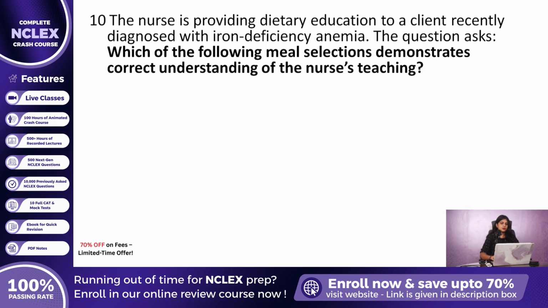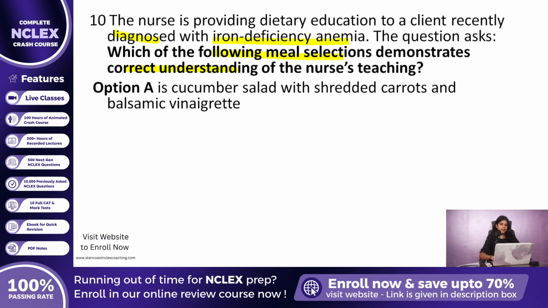Now let us move on to question 10, which highlights nutrition education for clients with anemia. The nurse is providing dietary education to a client recently diagnosed with iron deficiency anemia. The question asks, which of the following meal selections demonstrates correct understanding of the nurse's teaching? Here are the options. Option A is cucumber salad with shredded carrots and balsamic vinaigrette. Option B is an omelette with cheese and toast.